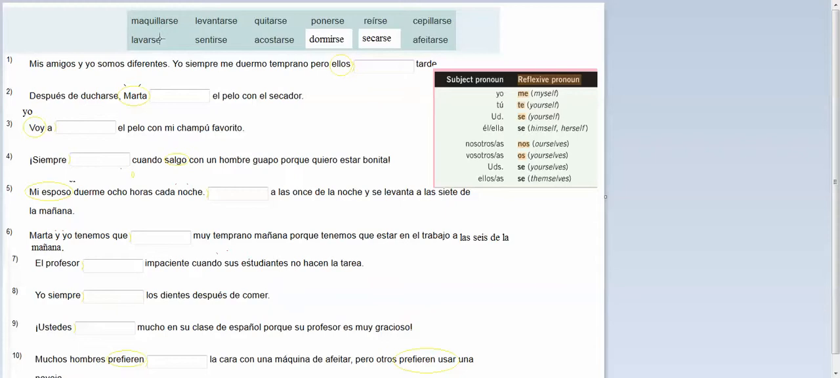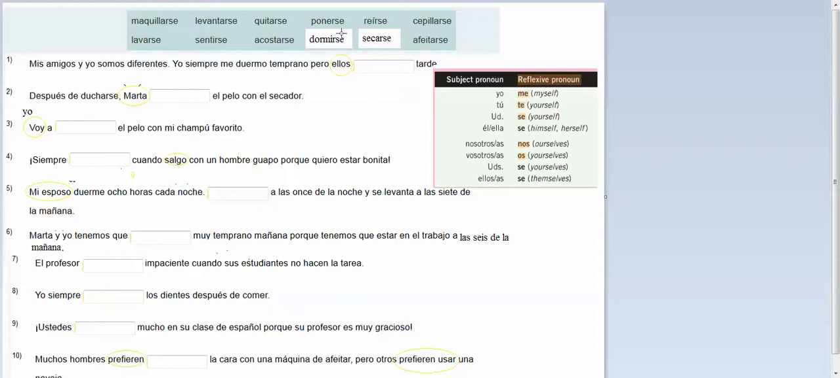We've got maquillarse, lavarse, levantarse, sentirse. So maquillarse is to put on makeup, lavarse is to wash, levantarse is to get up, sentirse is to feel. You can also use reflexives when you talk about an emotion, like I feel sad or I feel happy. Quitarse is to take off, acostarse is to lay down. Ponerse is to put on. You can use that like vestirse, like me pongo una camisa or me pongo los pantalones.